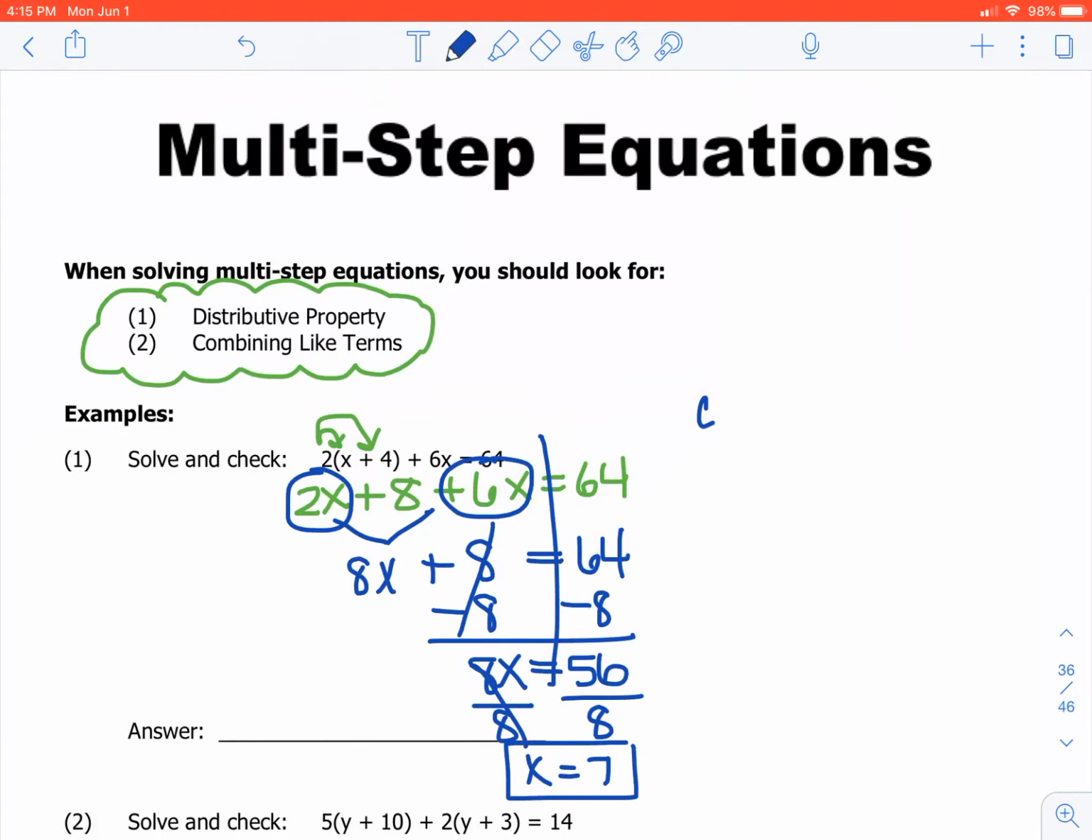All right, so let's do the check. Make sure that that works. So we're going to start with the original equation. Remember, we're not going to do any distributive property in the check. You're going to follow PEMDAS. So wherever you see an x, you're going to put a 7.